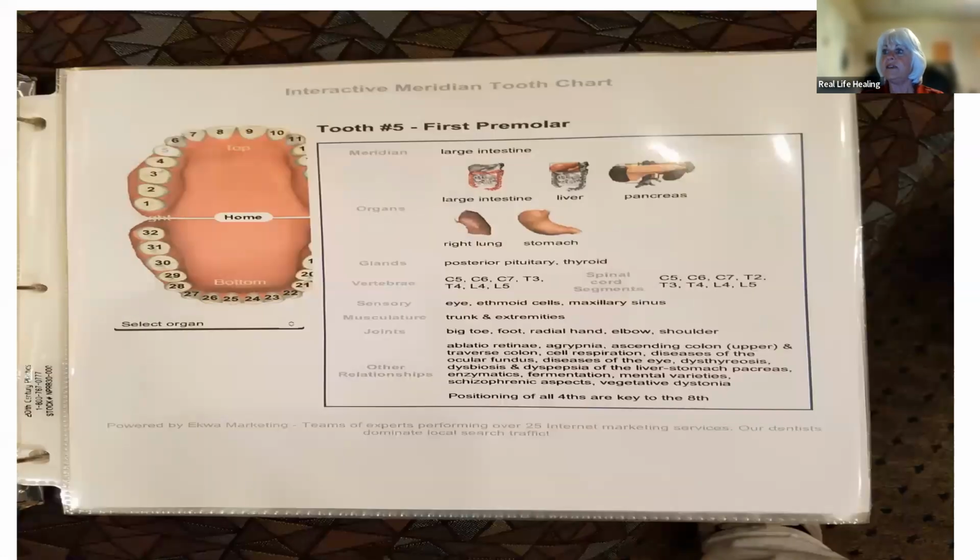Tooth number 5, as you're looking through these, pay attention. What about your eye? What about your sinuses? Thyroid. That's number 5. So we're going up along here, up and around. Look how interesting it's going to be when you get to 8 and 9.